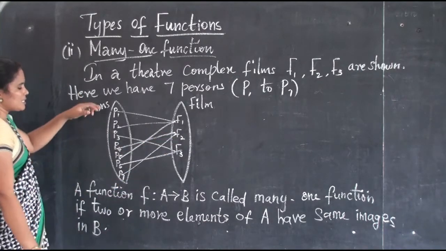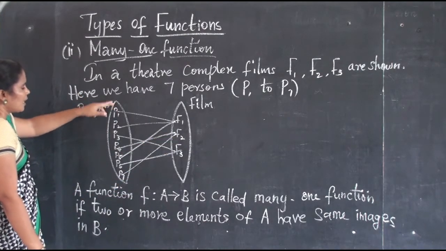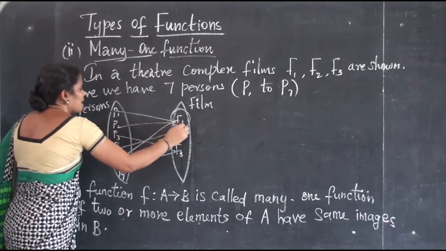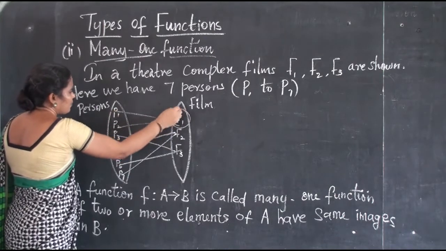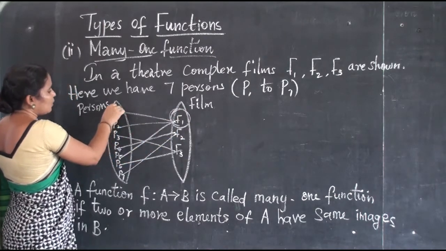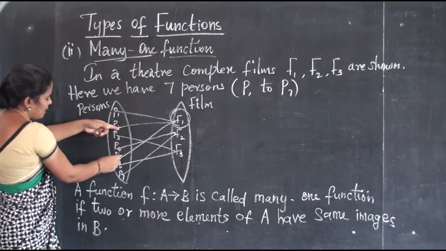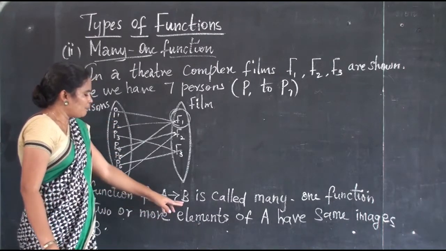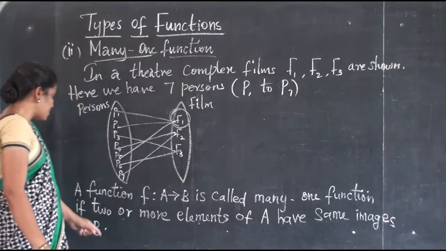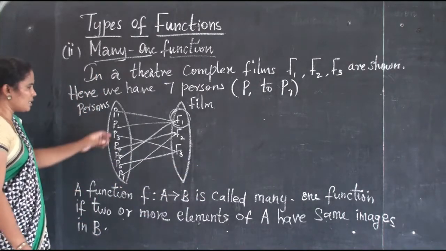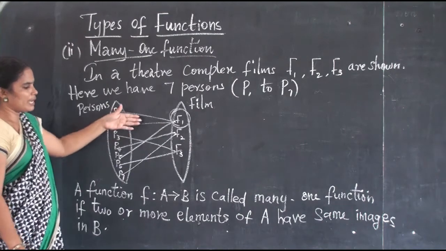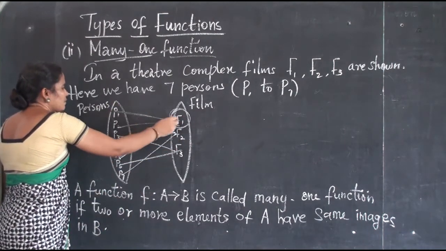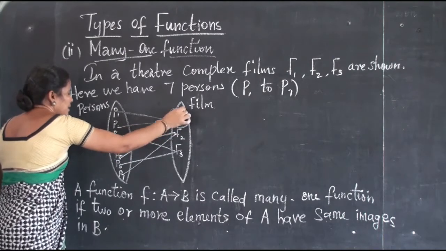Here it is considered a function, isn't it? It is considered according to person. One film is selected by a number of persons, that is F1 is selected by P1, P2 and P5. A function f: A to B is called a many-one function if two or more elements of A have the same image. Here they are selecting film 1, the same image.